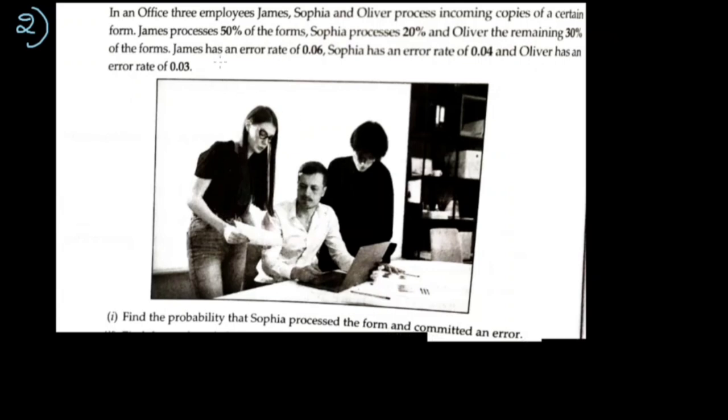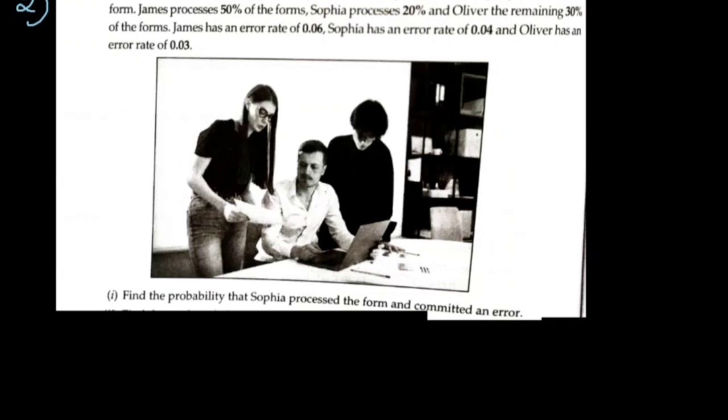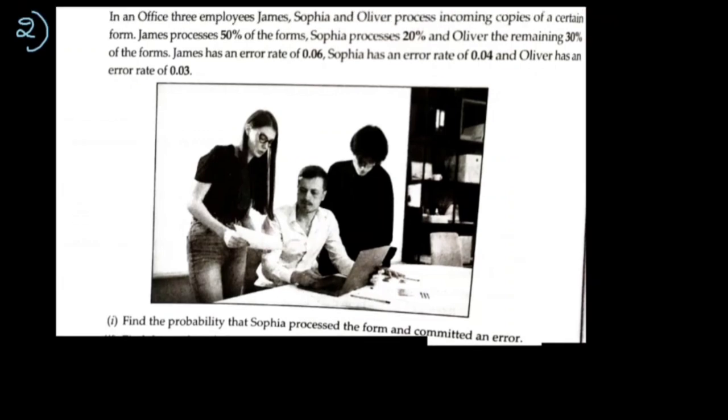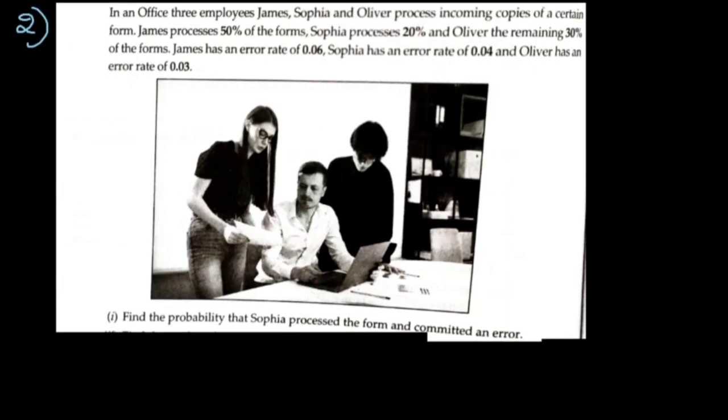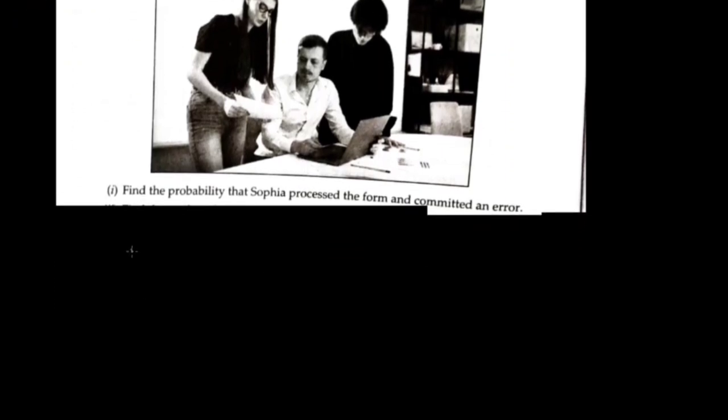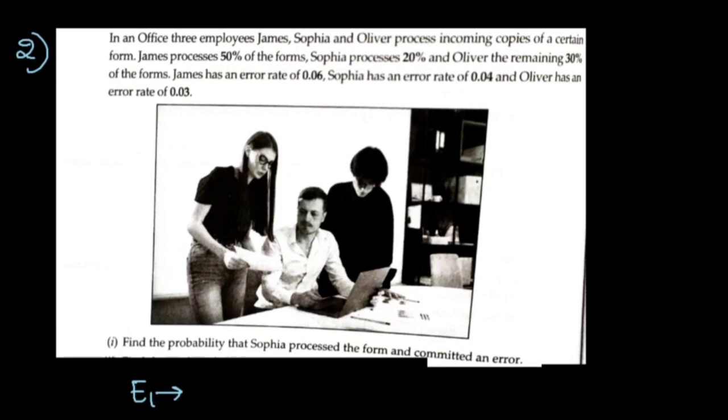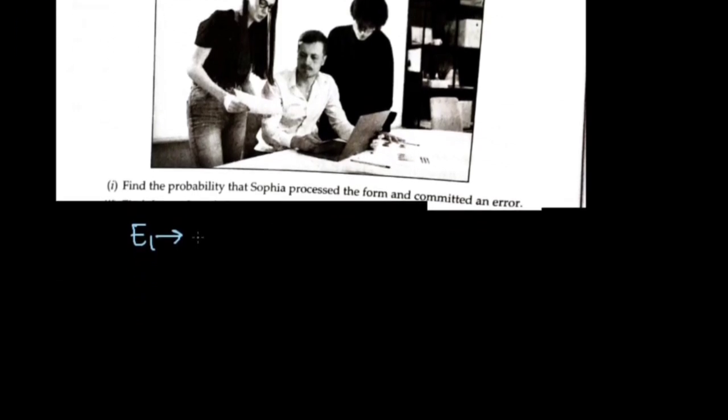Let us see here. E1, E2, E3 are the events of selecting James, Sophia, Oliver for processing. So E1 is the event of selecting James, E2 is the event of selecting Sophia, and E3 is the event of selecting Oliver.